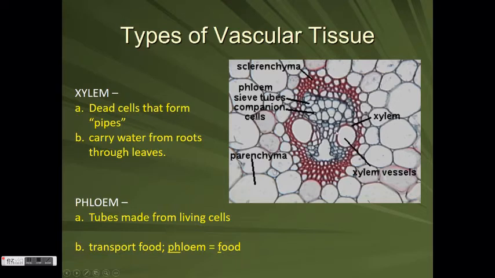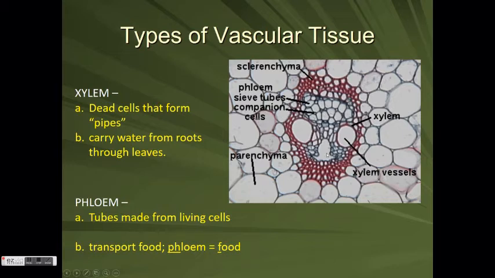In particular, the xylem are these larger cells. And so if we're looking at a cross-section, you can imagine that these cells would extend out of the screen towards you and then also down below the screen. Dead cells stacked on each other to form pipes. And the xylem's job is to carry water from the roots through the leaves. Within this set of vascular tissue, we also find phloem, and phloem are these tinier cells in blue.